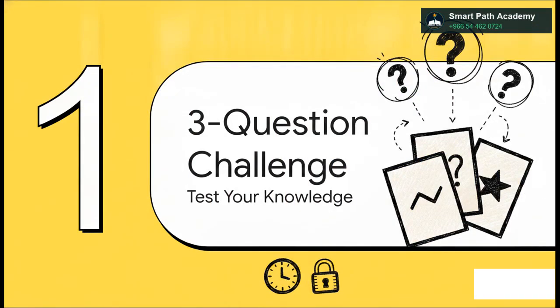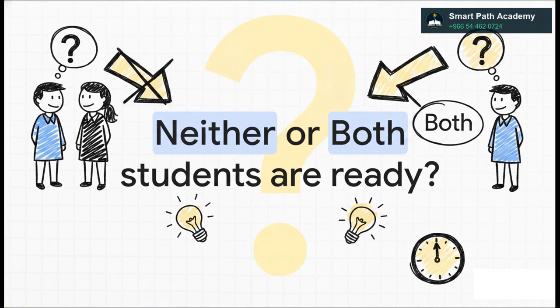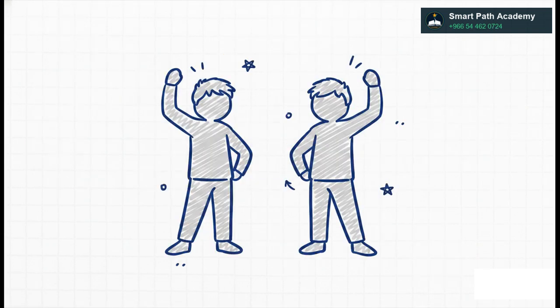The 3-question challenge. All right, it is time to actually test what we've just learned. Here's your very first challenge. You need to choose the right word to start this sentence. Neither or both students are ready. Go ahead, take a second, and lock in your answer. And the correct answer is both students are ready.